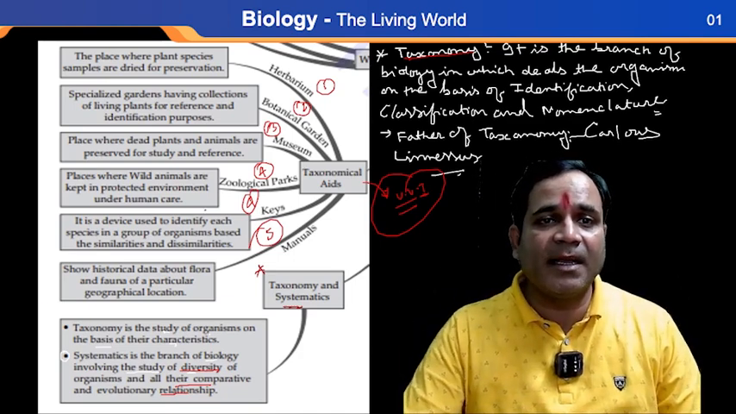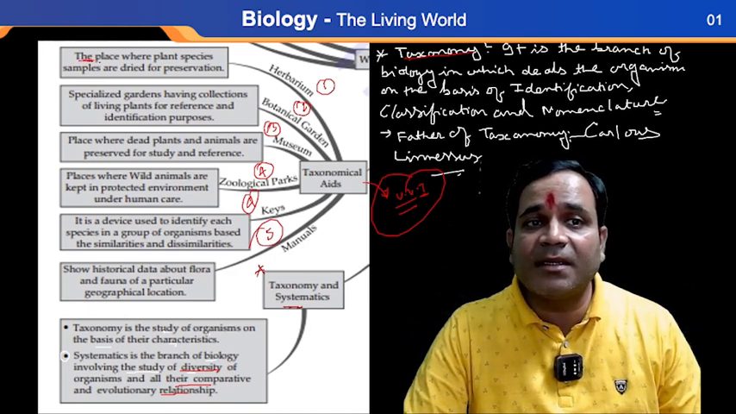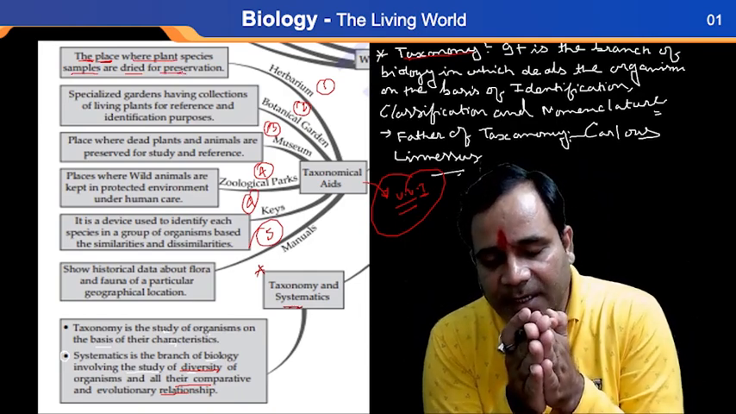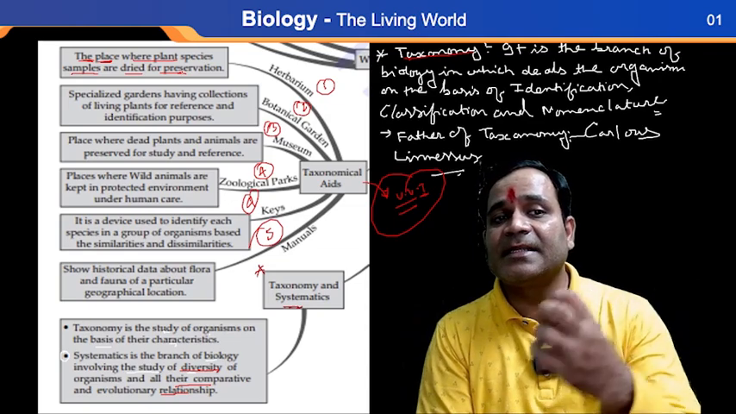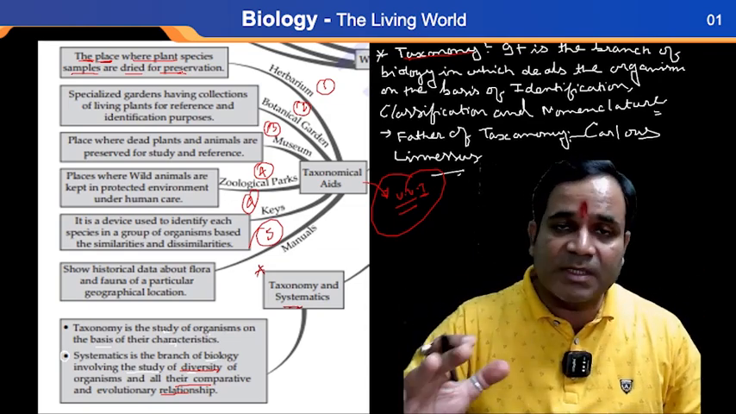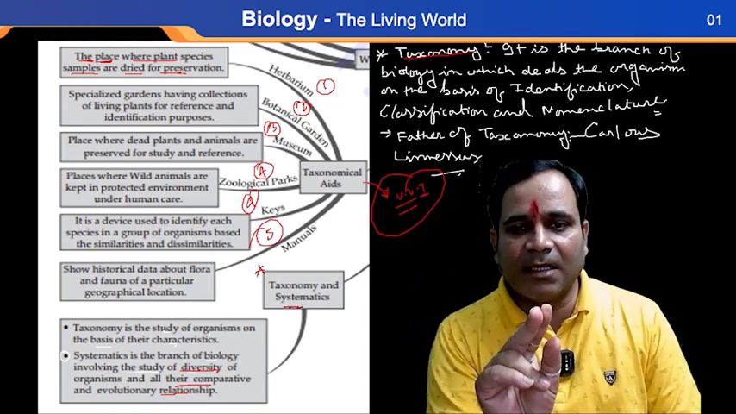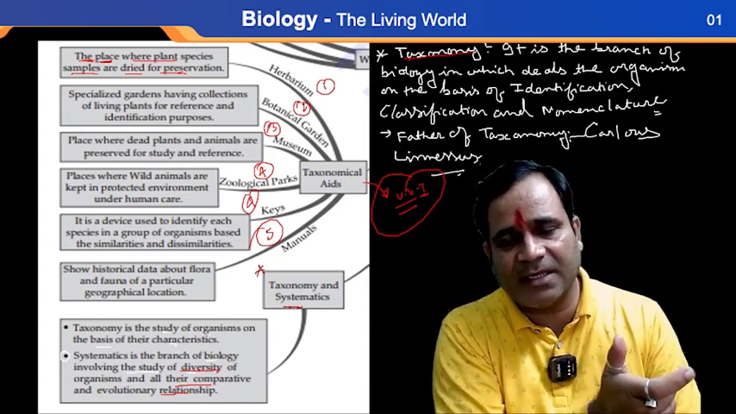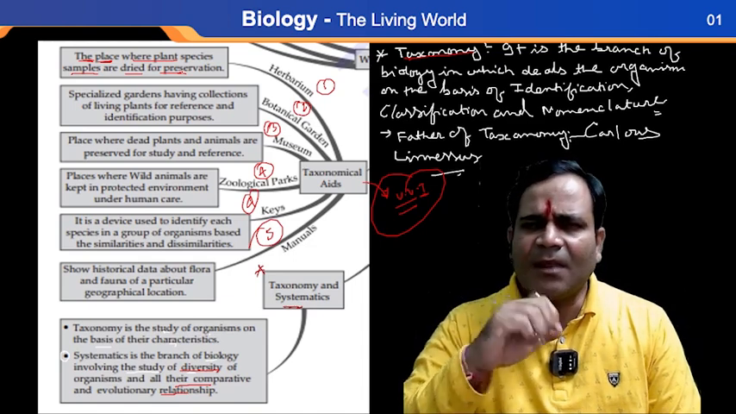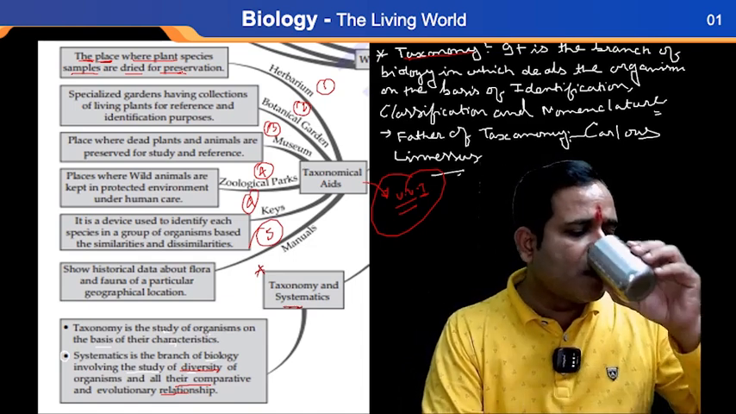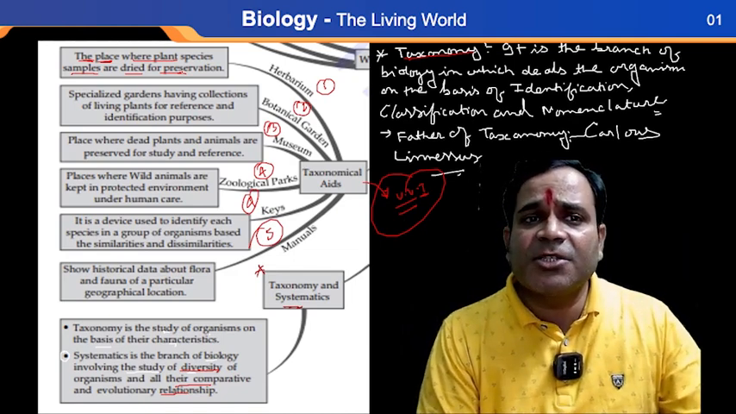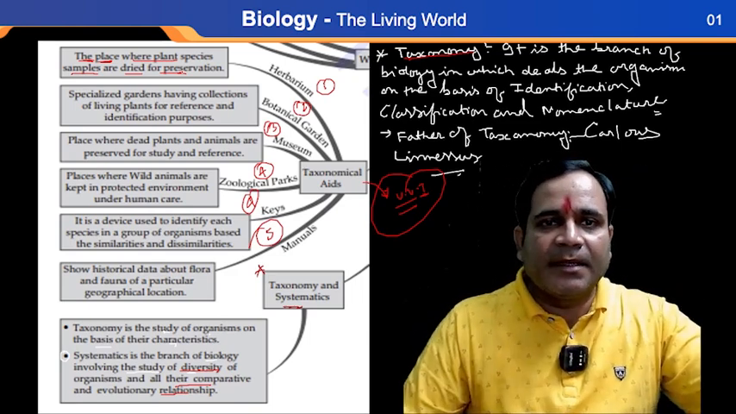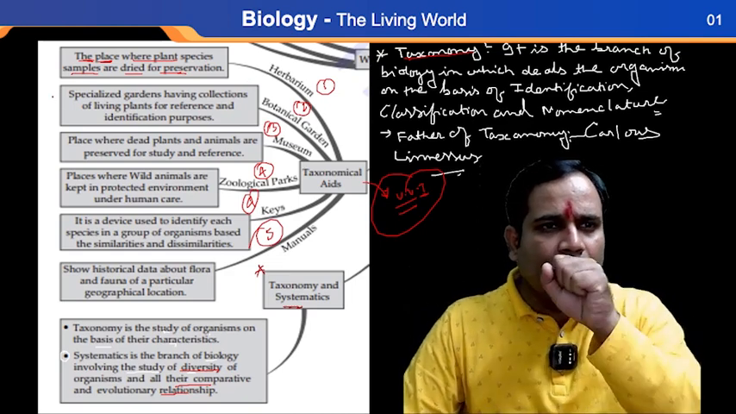First is the herbarium. The herbarium is the place where plant species samples are collected for preservation. Suppose I take apple leaves: we take a sample and dry it for preservation. Why is preservation needed? Because we need to know those features in future also. This is known as a herbarium.